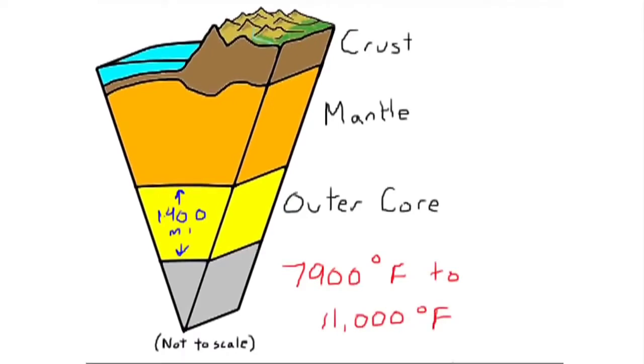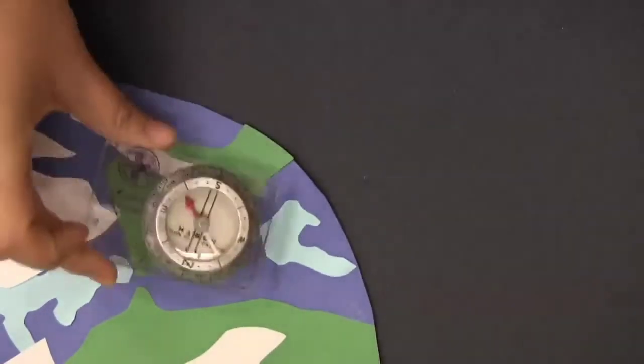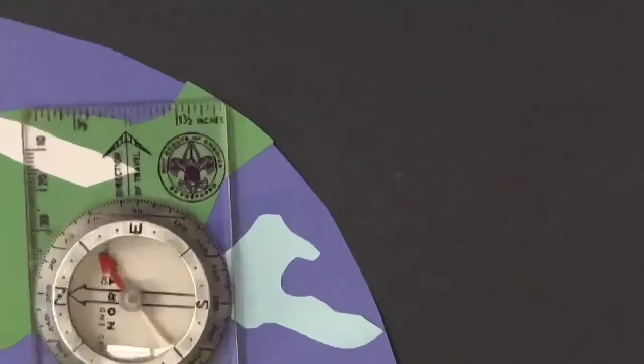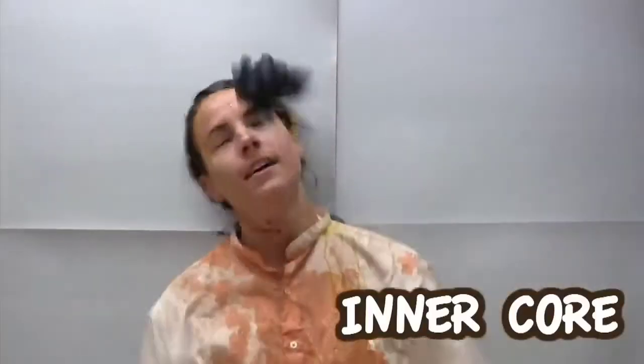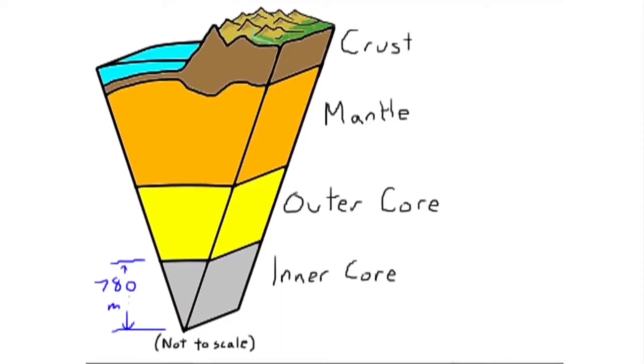Without the outer core, life on Earth would be very different. The movement of liquid metals in the outer core creates the Earth's magnetic field, which allows us to use a compass. And here we are in the center of the Earth, the inner core. The inner core is a solid layer with a thickness of 780 miles. It's made of solid iron and nickel.